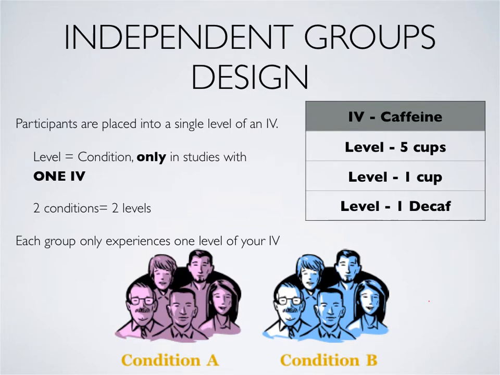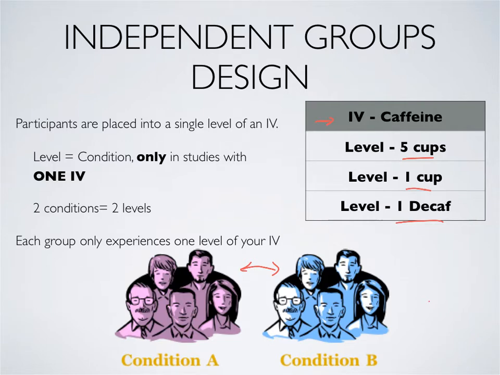So just to give you a better visual, here are the participants, and the color is supposed to represent different groups, right? You have a purple group, you have a blue group. So these are supposed to be different people. Keep that in mind. The participants would experience only one level of your IV. So taking into account caffeine, they would only experience 5 cups, 1 cup, or decaf, right?